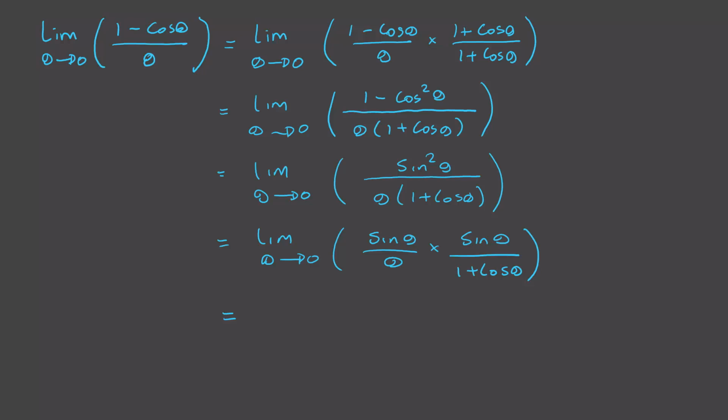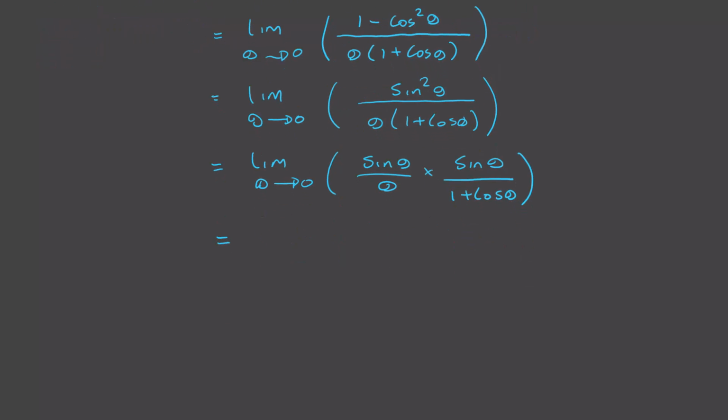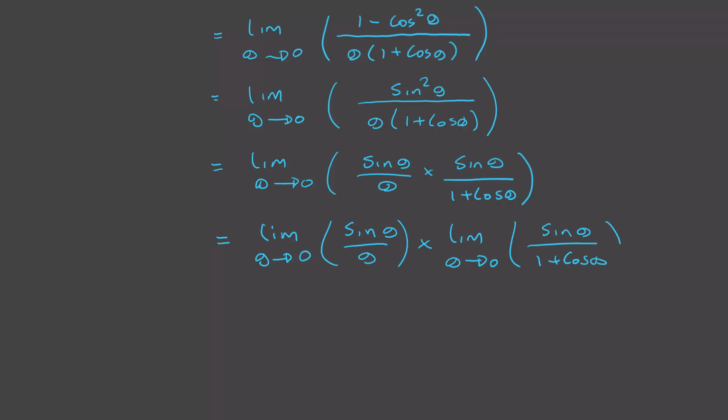Now, there are laws of limits which you can look up easily enough online. So what I'm about to do, without justification, can actually be justified. So the limit as theta tends to 0 of sine theta over theta times sine theta over 1 plus cos theta can be split into the limit as theta tends to 0 of sine theta over theta multiplied by the limit as theta tends to 0 of sine theta over 1 plus cos theta. As I say, I did that without justifying, but it is actually a fact.